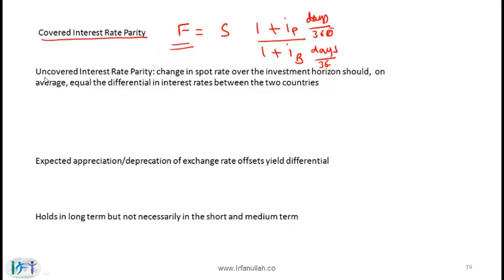Next, uncovered interest rate parity. So this relationship essentially says that the change in spot rate over the investment horizon should, on average, equal the differential in interest rates between the two countries. Now, a few key points here.